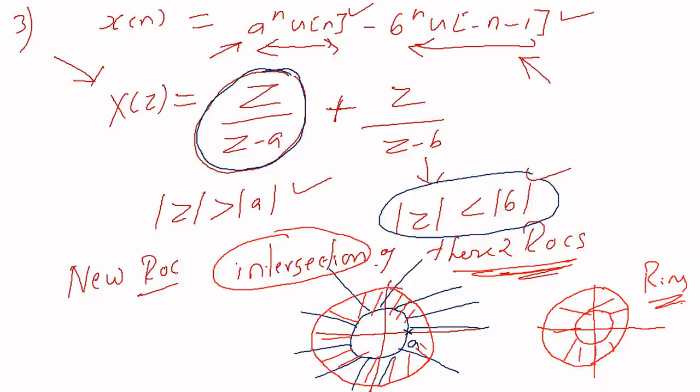So this particular radius is A, this particular radius is B. So this is the region of ROC. This is the region of convergence for a two-sided sequence.